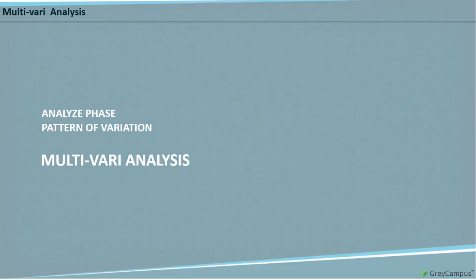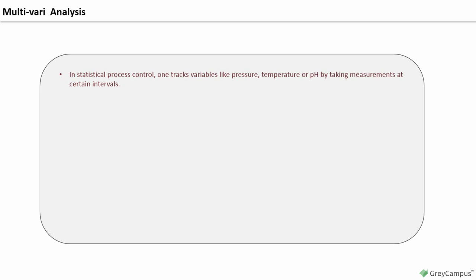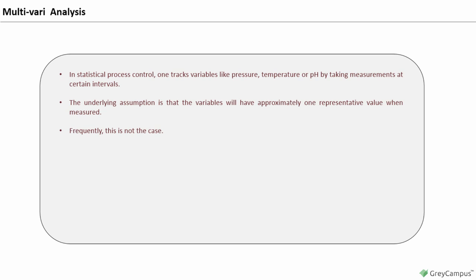Multivariate analysis. In statistical process control, one tracks variables like pressure, temperature, or pH by taking measurements at certain intervals. The underlying assumption is that the variables will have approximately one representative value when measured. Frequently, this is not the case. Temperature in the cross-section of a furnace will vary, and the thickness of a part may also vary, depending on where each measurement is taken.